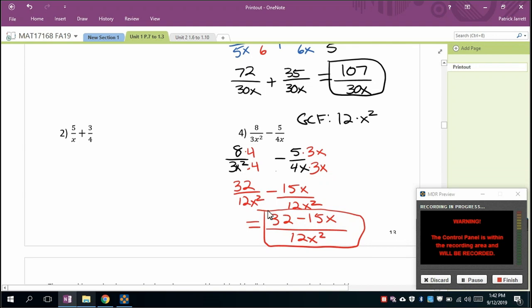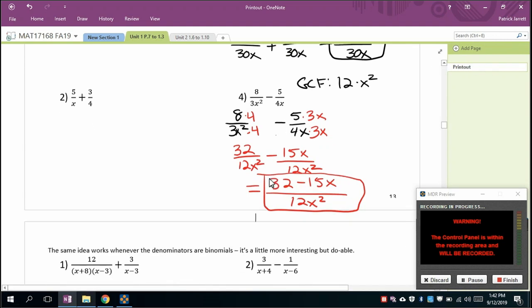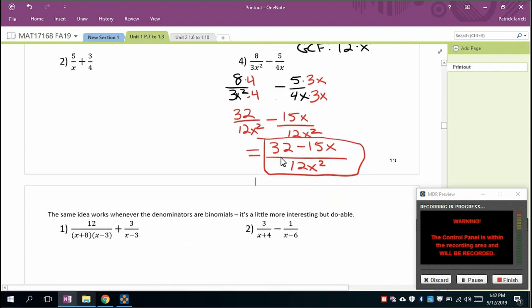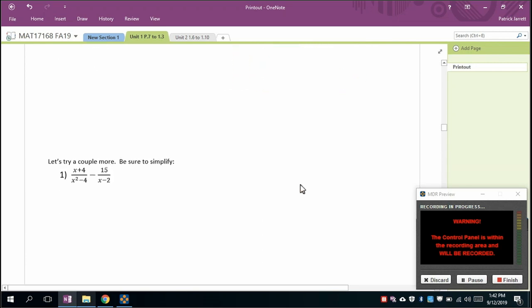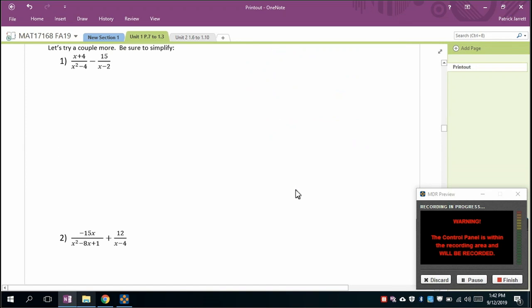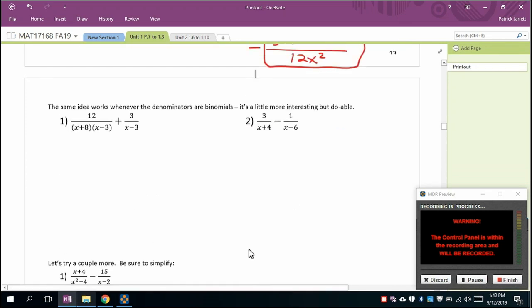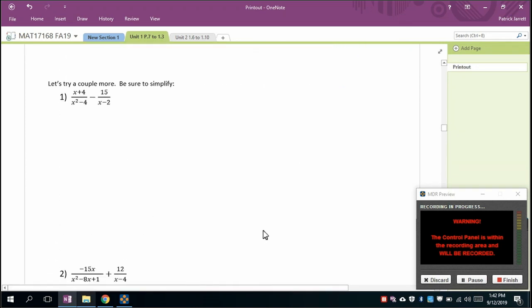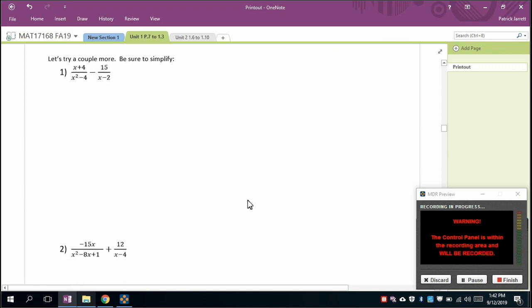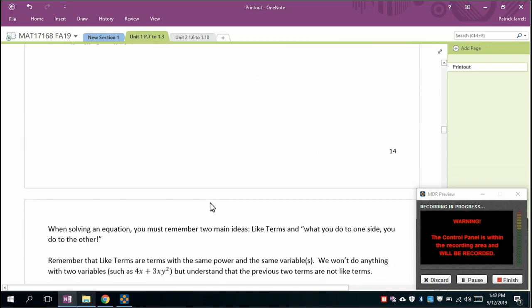Now, the purpose of doing this, I'm going to be going over some of this with you in class. You're going to need to know how to do this when we get into rational equations. So moving on into page 14, 1 and 2, we'll do those first two in class.